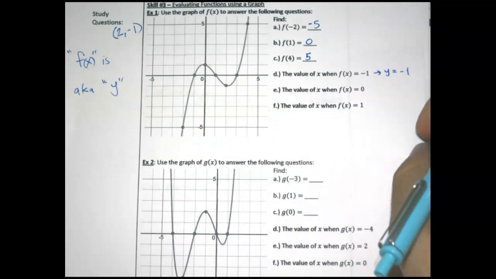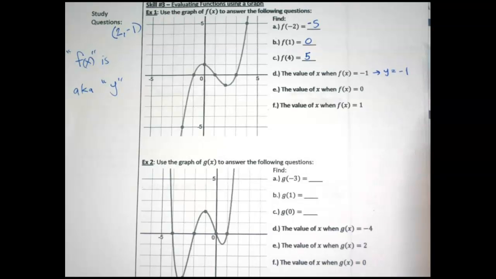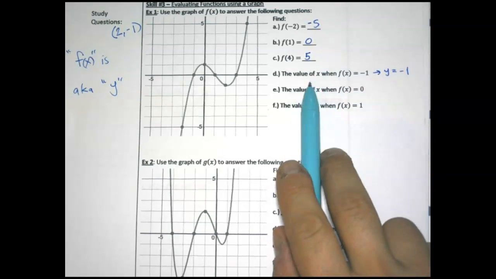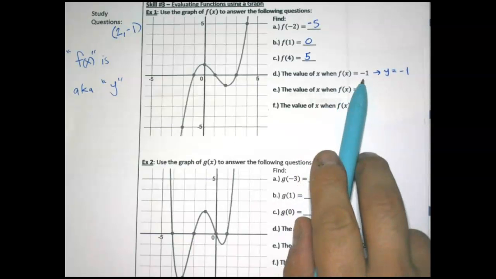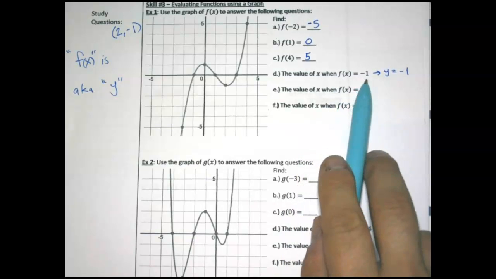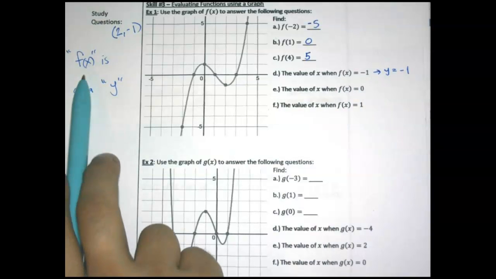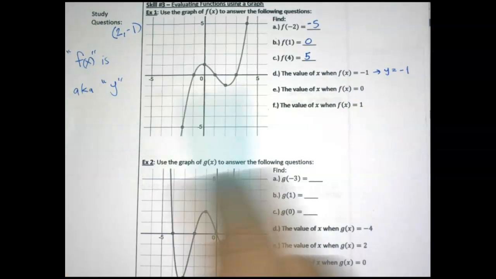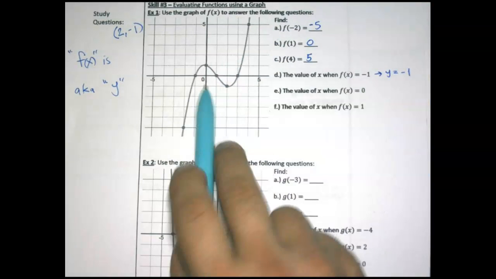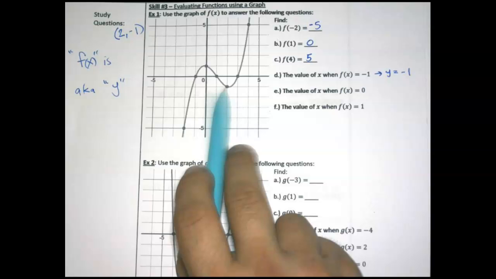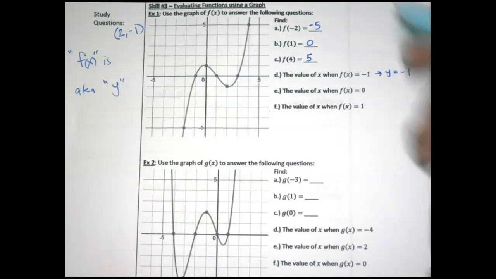Now these next few, same thing, just opposite. They're basically telling me what y is. They're saying find x when f of x is negative 1. So I have to go to where y equals negative 1. Remember, over here, f of x is aka y. So where y is negative 1, which is here, I have to find x. So it looks like x is 2, where y is negative 1.